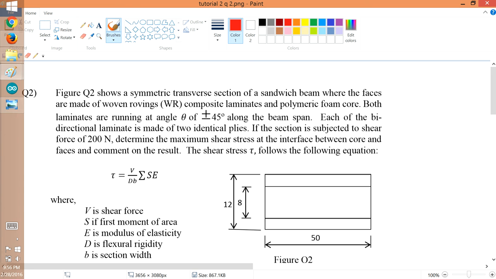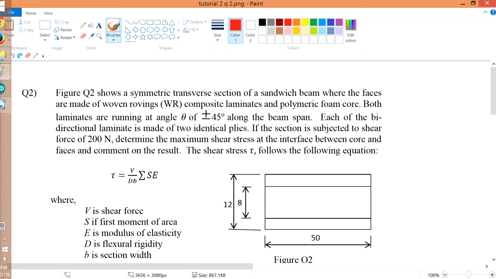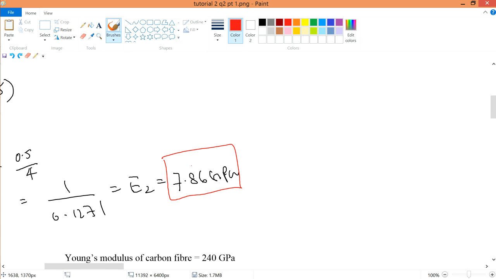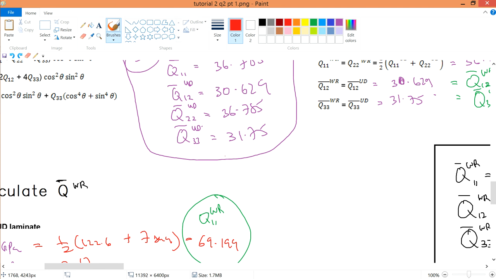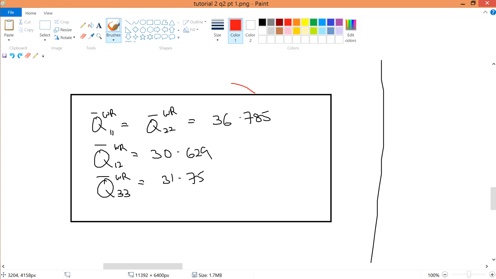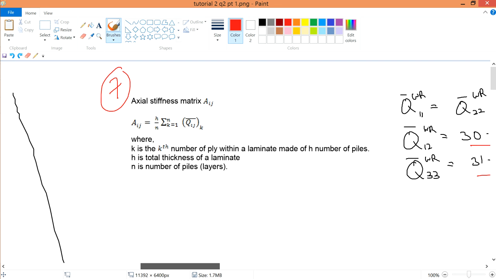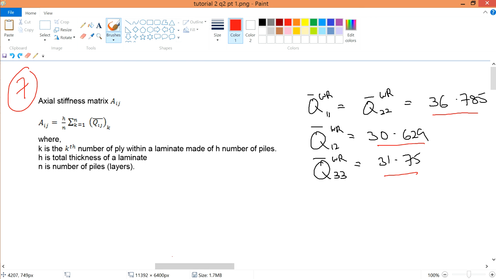And don't forget, in the previous video we said that minus 45 or plus 45 degrees are the same. So you must write it down that this particular value applies when theta is equal to 45 degrees and also equal to minus 45 degrees. Please take note of that. Knowing this, we know that we have two laminates, so in other words, we have 2 times this.